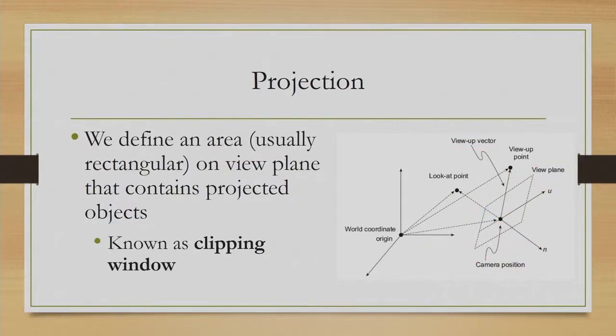But the entire view plane is not utilized. We define an area on this plane that contains the projected objects, and this area is typically called the clipping window. So, in graphics we will assume that whatever we want to project, we are projecting on a particular region on the view plane, that is called the clipping window. Later on we will see why it is called clipping window.